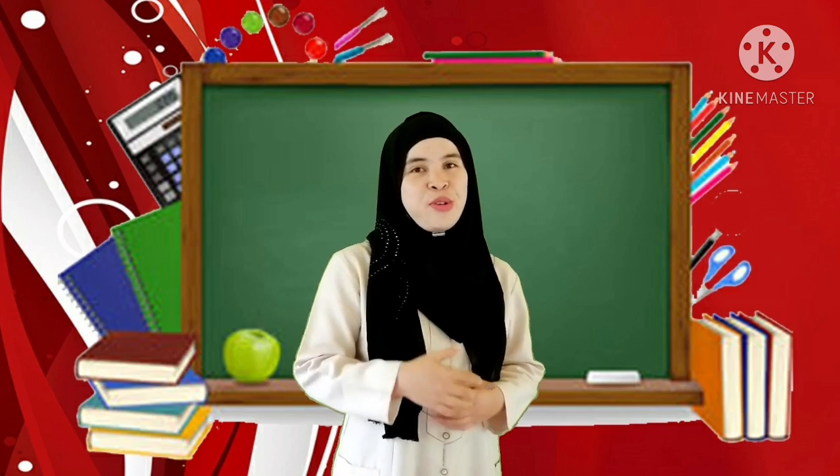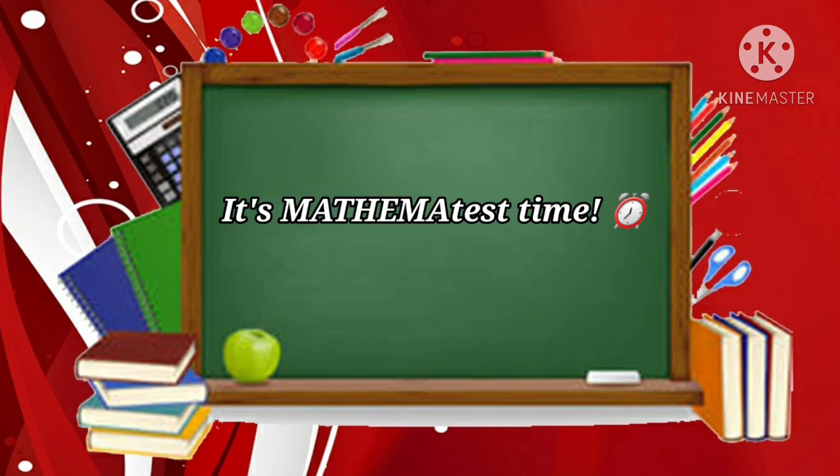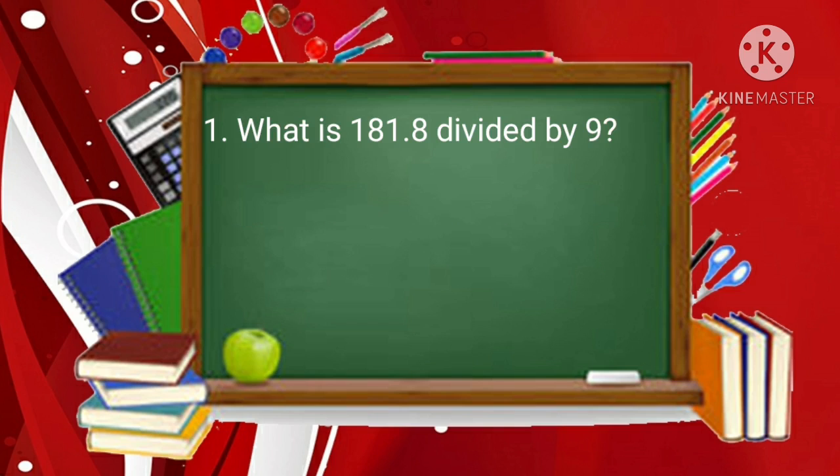This time, prove yourself. It's mathematics time na! Question number 1. What is 181 and 8 tenths divided by 9? A. 20 and 9 tenths. B. 20 and 6 tenths. C. 20 and 4 tenths. D. 20 and 2 tenths. Very good. The correct answer is letter D, 20 and 2 tenths.